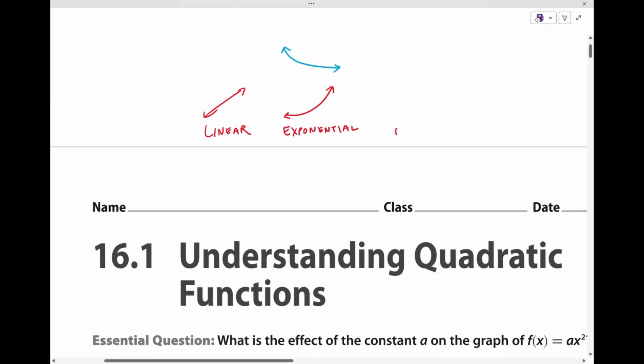Okay. A quadratic is neither linear nor exponential. It's its own kind of function. Okay, quadratic. All right, and it's gonna look something like this, or it might look something like this, and we'll get into that.